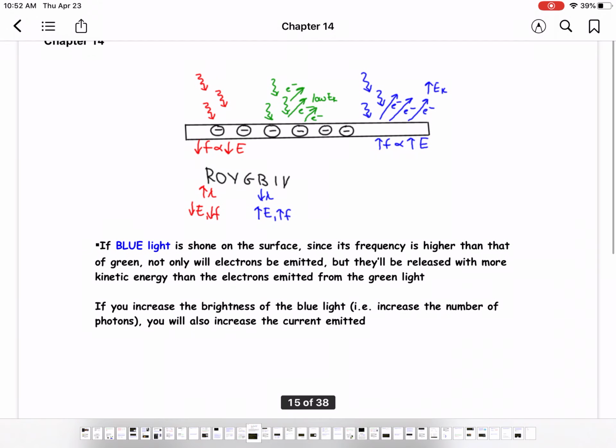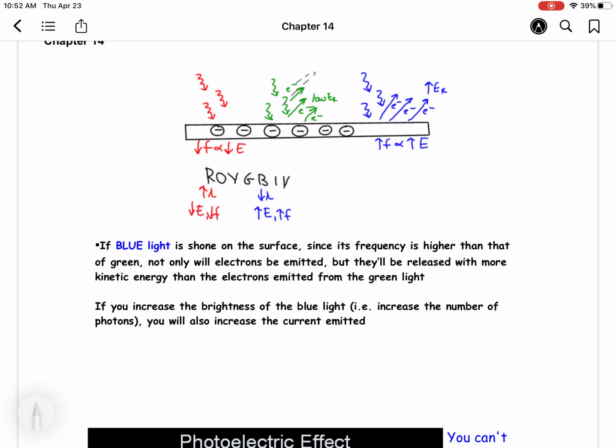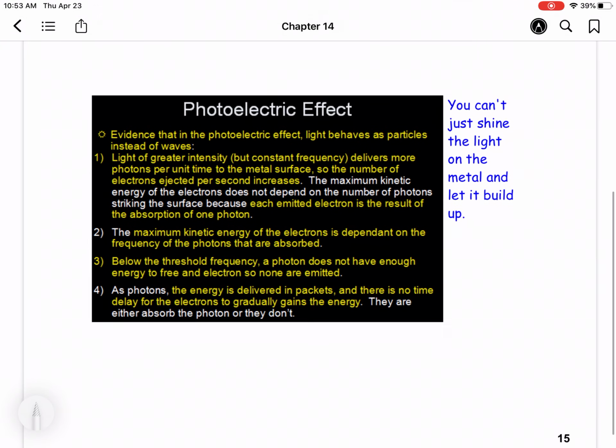Okay, and what that leads us to is that, okay, well, the green light did give us electrons, but they didn't move very fast. If I shine blue light, it'll give us electrons. So I still have 1 electron to 1 photon. But what it's basically telling you is that as I increase the frequency, I'm going to increase the energy of the electron coming off, right? So this is the photoelectric effect.